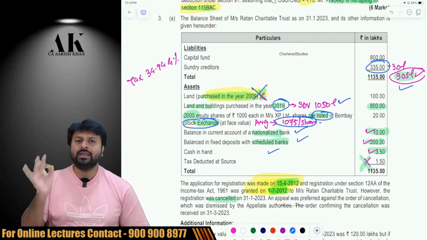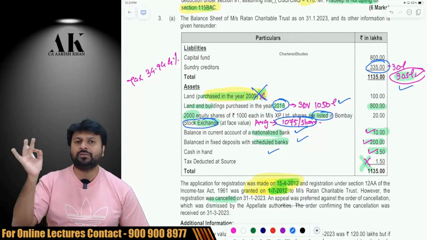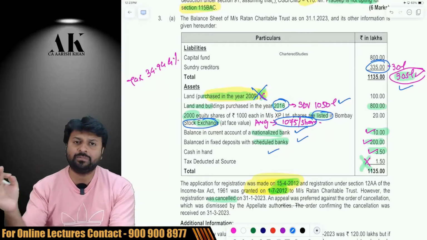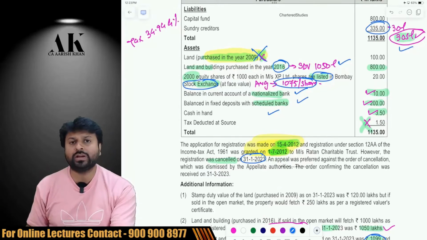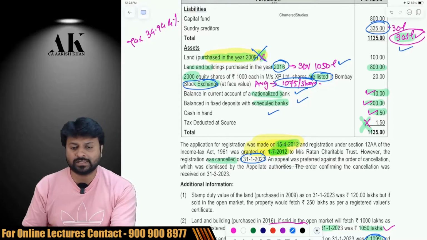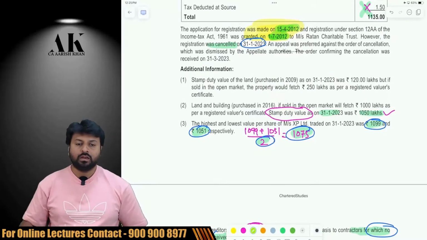After that, you will apply the accredited income tax, which is 34.944% tax. And after that, you will pay that tax within 14 days, from 31st Jan 2023, the date on which the registration was cancelled. Check it, please. Now, let's move on to the next question.